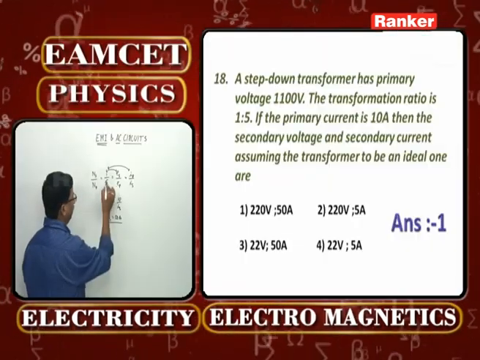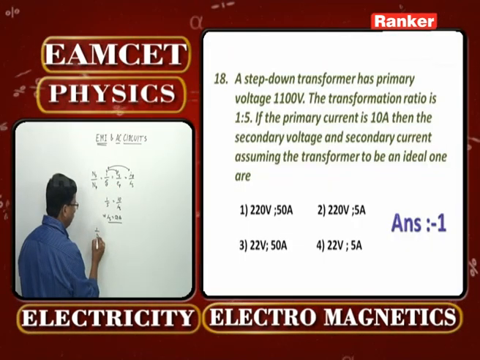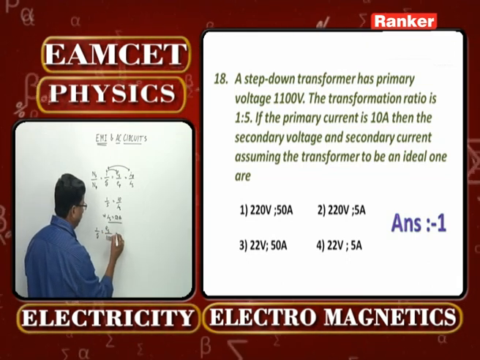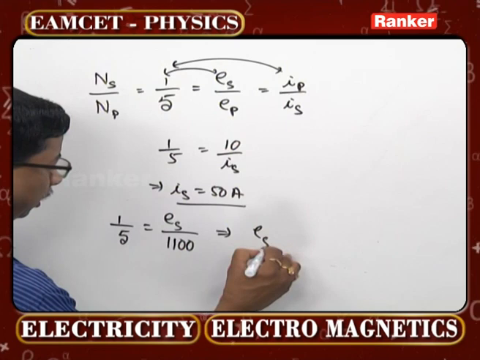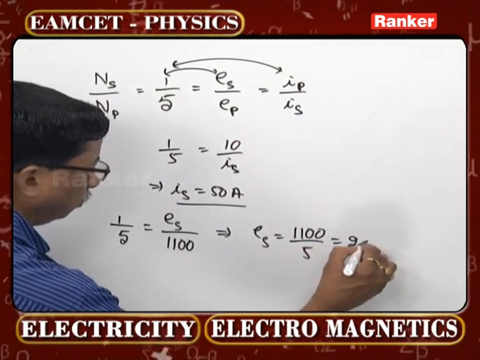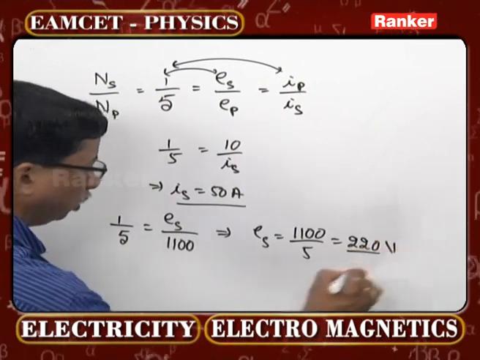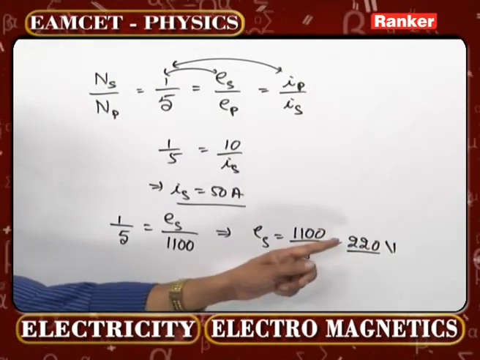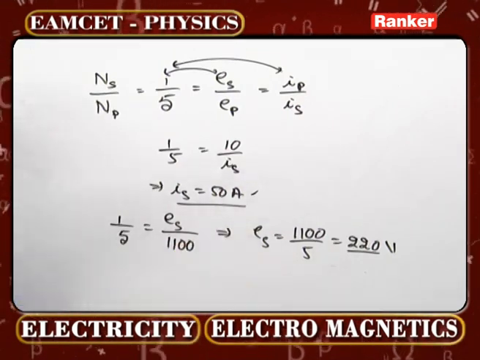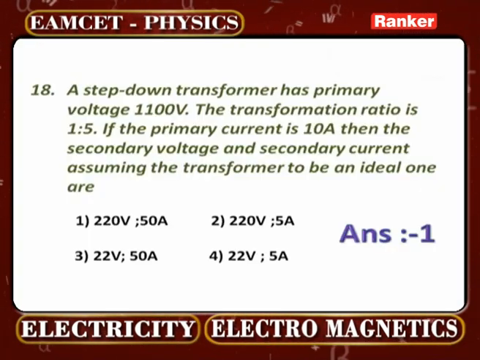Primary voltage 1100. Equate these two: 1/5 is equal to E secondary by 1100. Then what will be E secondary here? 1100 by 5, that of course is 220 volt you will be getting. So 220 volt and 50 ampere. So the first option is the correct option for question number 18.